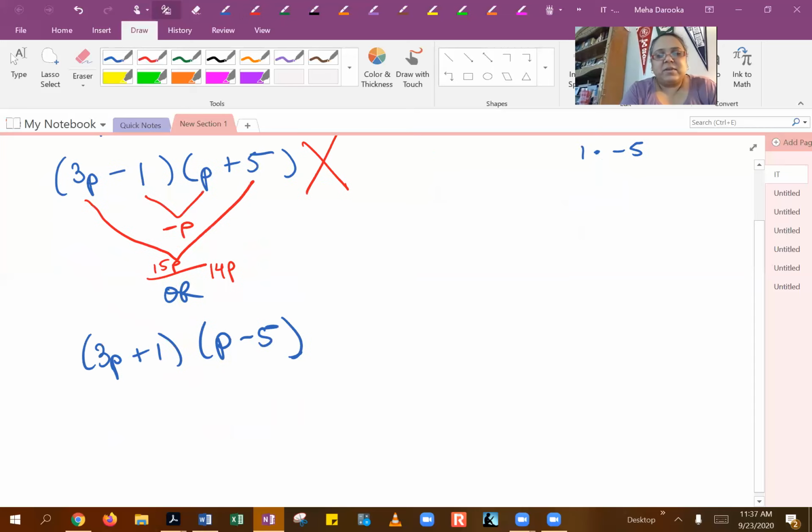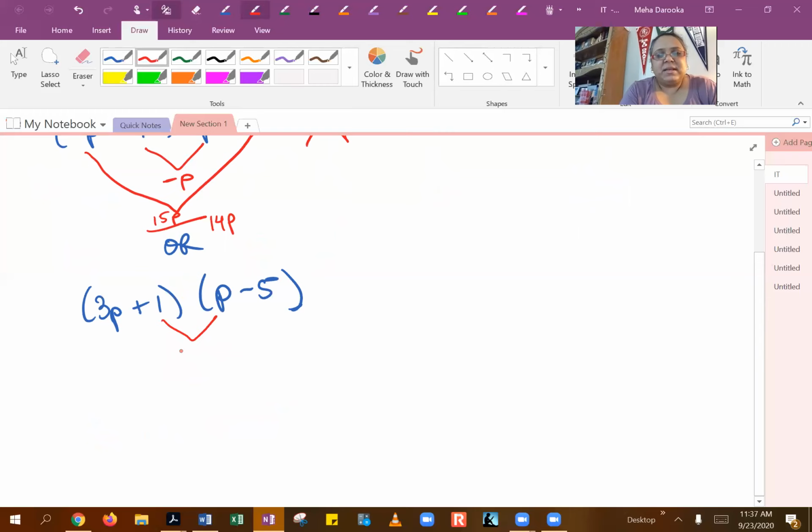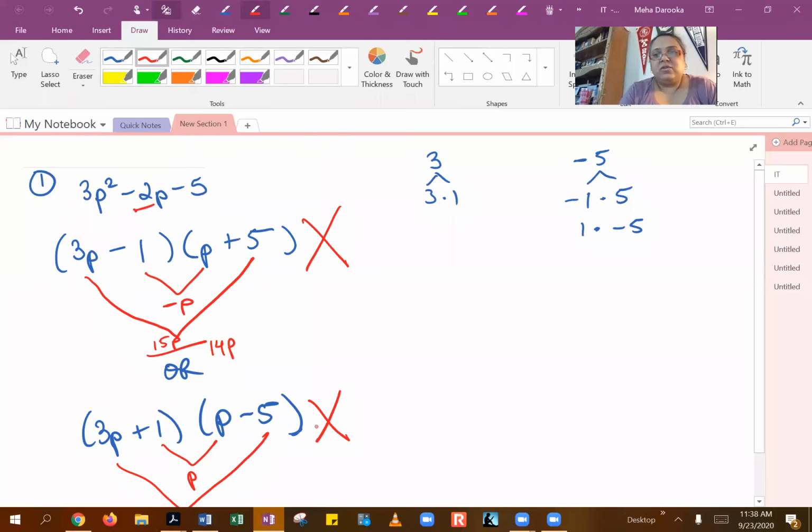If you try that over here, you will see again, this one will give us positive p. This one, when we multiply 3p with negative 5, we get negative 15p, which will come out to be negative 14p, which is again not our middle term. So those two combinations don't work.